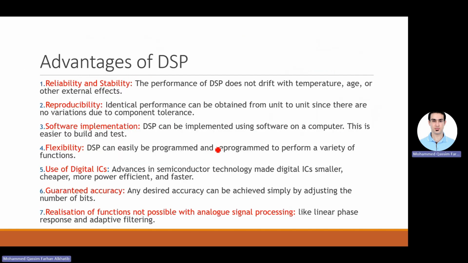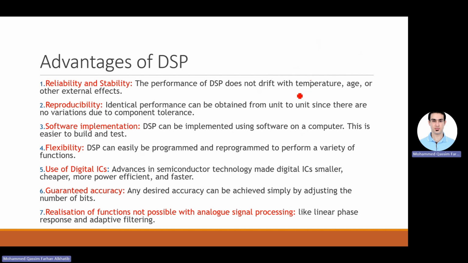All right, advantages. You don't have to memorize them, it's just to show you that DSP has a way larger set of advantages when compared to analog signal processing. So the performance of DSP does not drift with temperature, age, or other external effects. As I mentioned, it's software. The performance of the DSP system will not be affected by temperature.